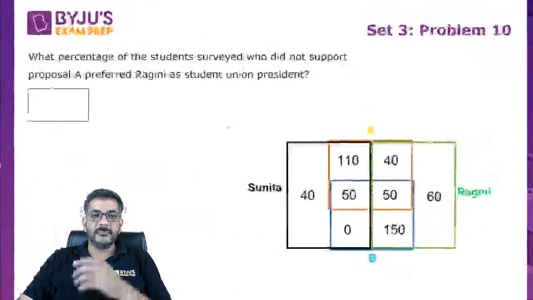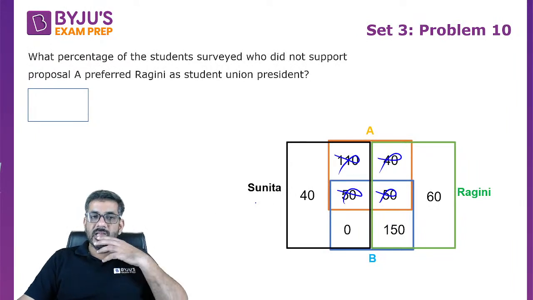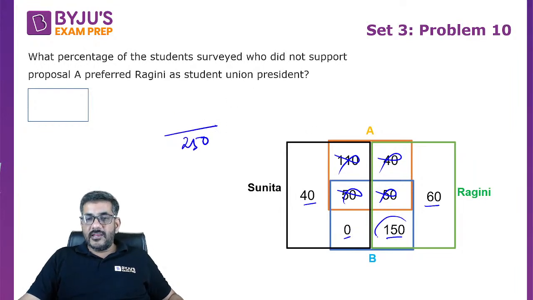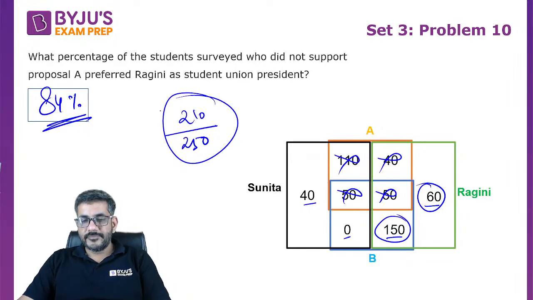Then comes the second one. What percentage of students surveyed who did not support proposal A, that means removing all these and taking those who are left, how many of them preferred Ragini as student union? So how many are there? 150 plus 60, 210, plus 40, 250, plus 0, 250. Out of these, how many of them preferred Ragini? Those who prefer Ragini are 150 plus 60, 210. So what percentage is it? 84%. So the answer for this question is 84%. That was question number 2.